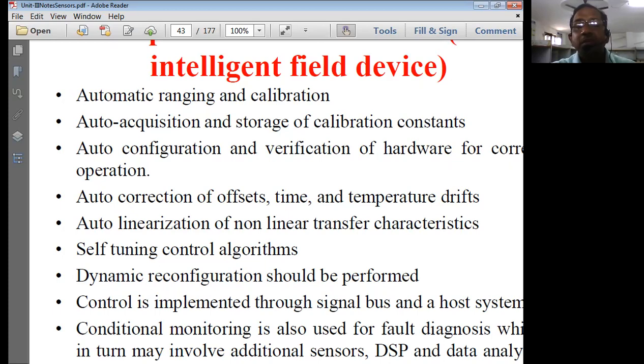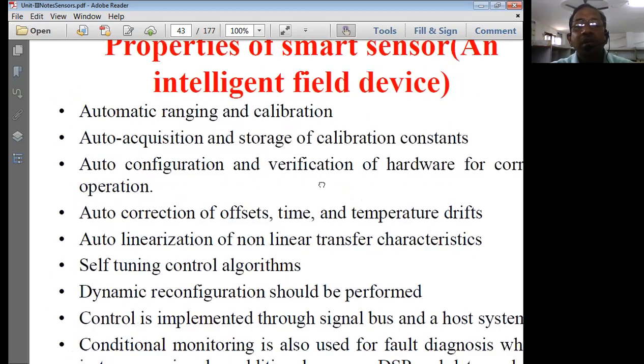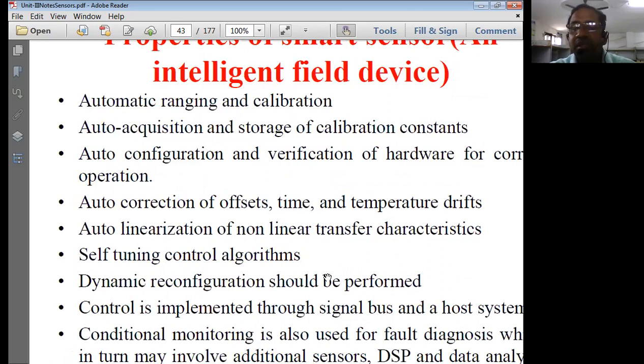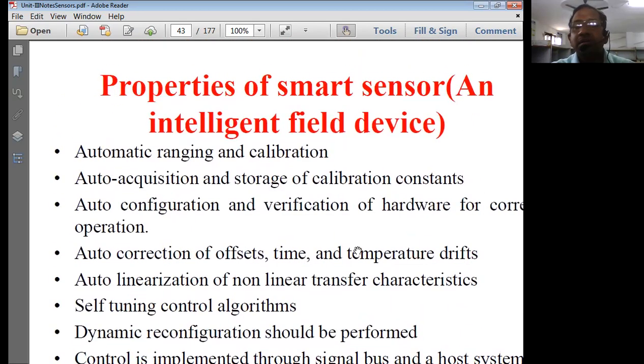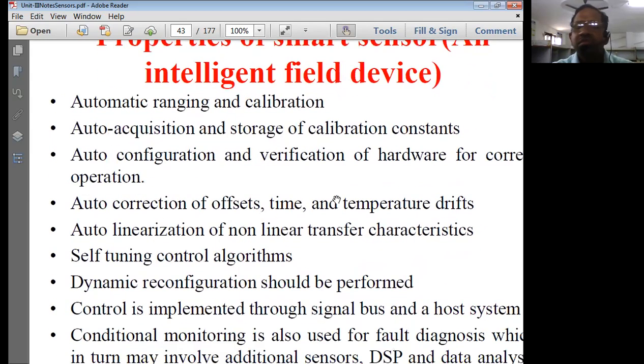In that perspective only, I have gathered some points. It is not that only these are the properties available. There are many other properties; an infinite number of properties are there. You can bring up other points also if they are justifiable in the practical world, and then that point is going to be a valid point in the case of the properties of smart sensors. That is what I really mean by saying this.